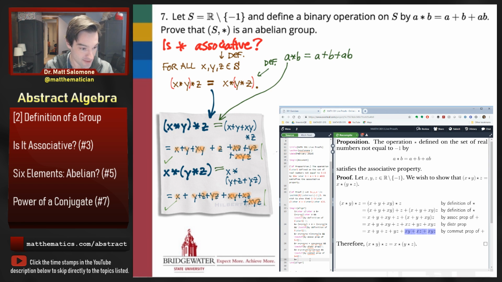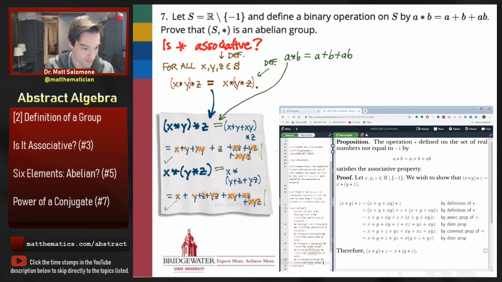So at that stage, we have x plus y plus z plus yz plus x times the quantity y plus z plus yz. And we'll put the citation again: by the distributive property of multiplication over addition that exists in the real numbers we're taking for granted. So I just factored the x out right here.